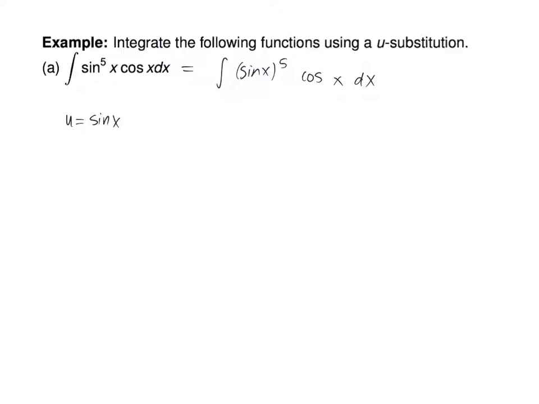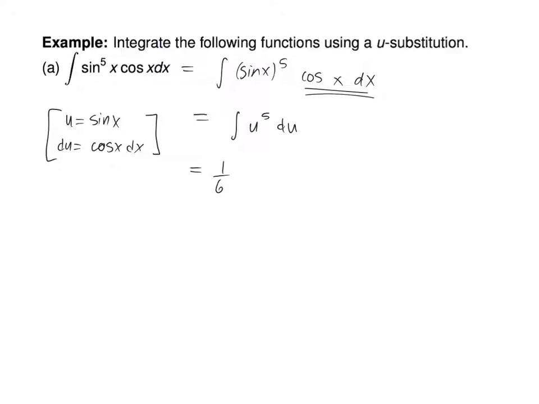Okay, so what's the derivative of that sine then? Cosine. That's cosine x dx. So the cosine x dx is replaced by du, and the sine is replaced by u, and this integral becomes integral u to the 5th du. It's like a baby integral, right? Okay, so what's the antiderivative of u to the 5th?